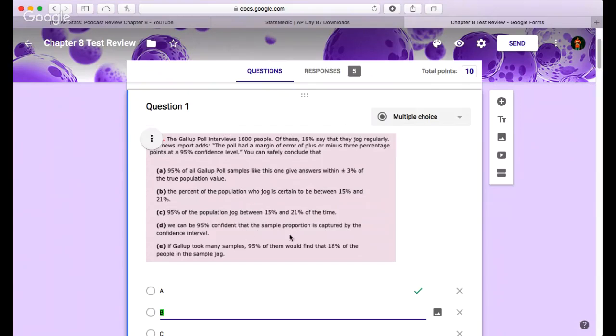We can be 95% confident that the sample proportion is captured by the, this is key, sample proportion. They're trying to trick you. Not sample, population proportion is captured. And then E, if Gallup took many samples, 95% of them would find that 18% of the people in the sample jog. Well, that's actually false because it would say if Gallup took many samples, 95% of them would capture the true proportion, right? The only one that would make sense is this, that 95% of all Gallup samples would give us an answer within plus or minus 3% of the true population value, okay?